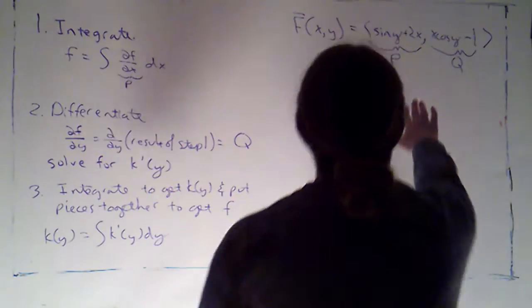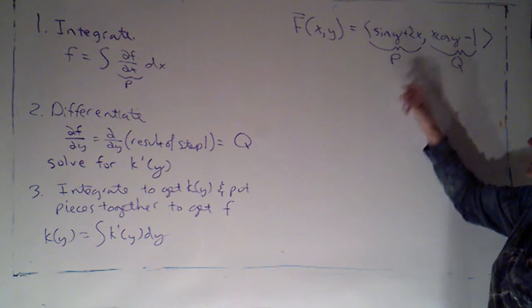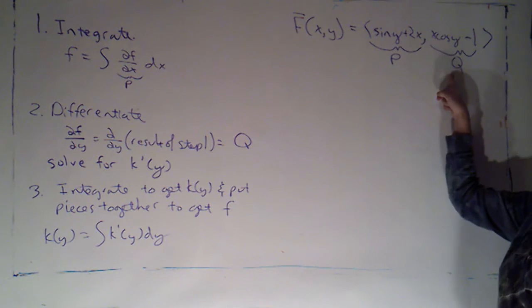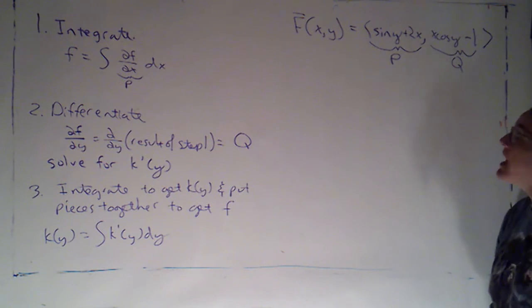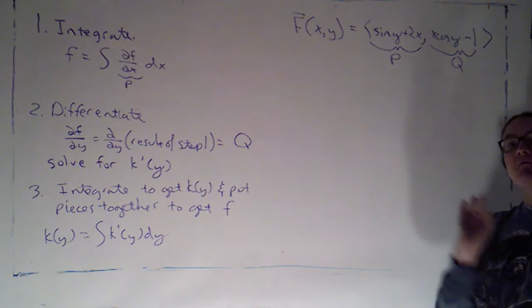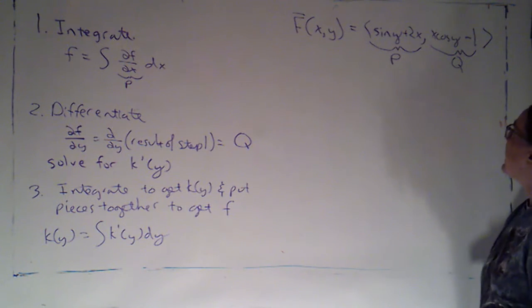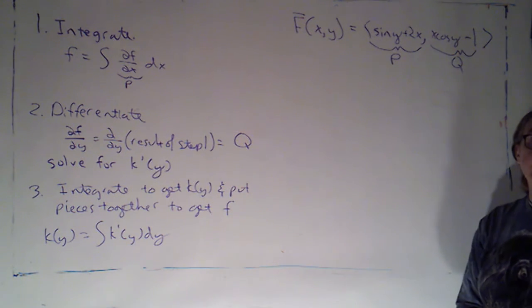I've got a new vector field up on the board over here, and I just named the component functions P and Q, as the book usually does. What I want to do is two things. I want to first of all verify that this is conservative, and then I want to find a potential function.